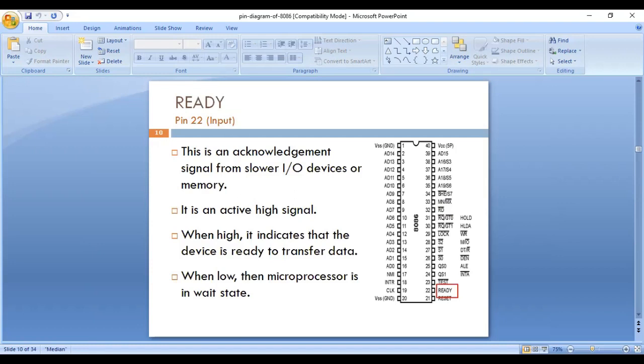Next, the READY pin, which is pin number 22, and it is an input pin. It is used to transfer the data. It is used to indicate when the device is ready to transfer the data. Also, it is used for acknowledging the signal from input output devices or memory, and it is an active high signal.